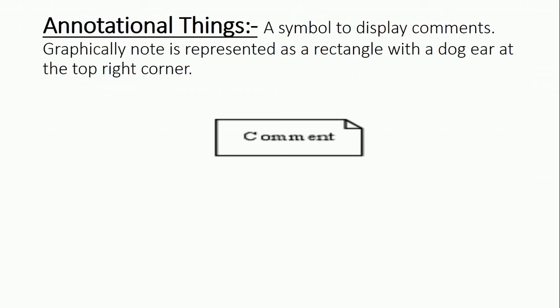So we can say that package is the only grouping thing available for gathering structural and behavioral things. And annotational things can be defined as a mechanism to capture remarks, descriptions, and comments of UML model elements. So note is the only annotational thing available. Here it is shown in the form of a comment.